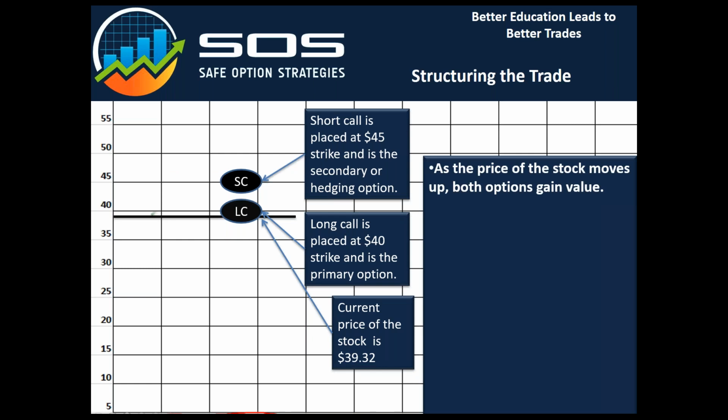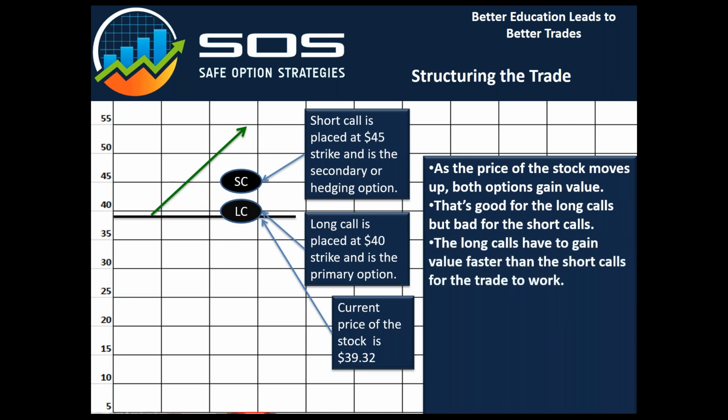As the price of the stock moves up, both of these options are going to gain value. Call options, whether they are long calls or short calls, increase in value when the stock is going up. Now, that's a good thing for our long calls. That's not a good thing for our short calls. Good for the long calls, bad for the short calls. The long calls have to gain value faster than the short calls for this trade to profit.